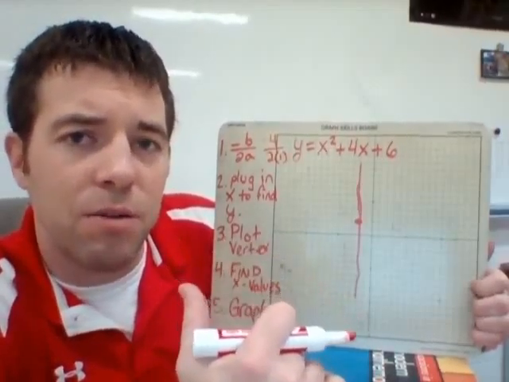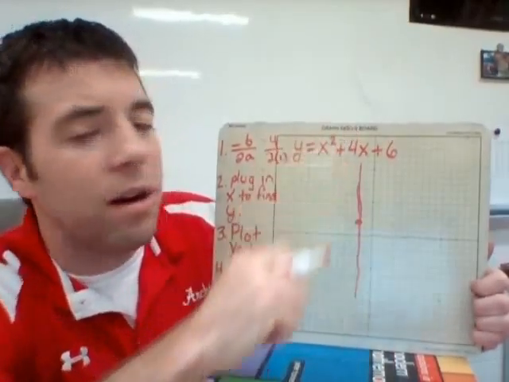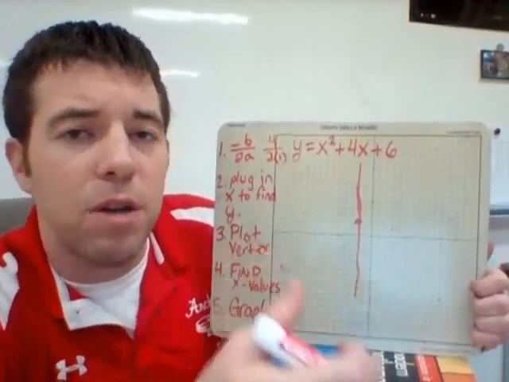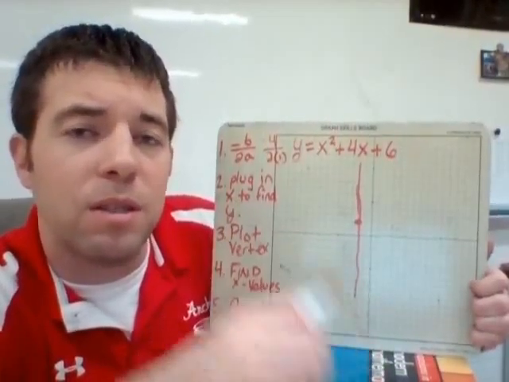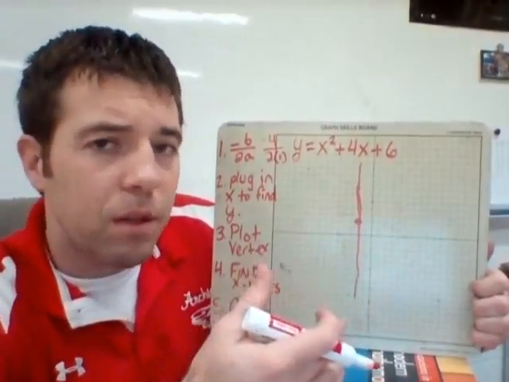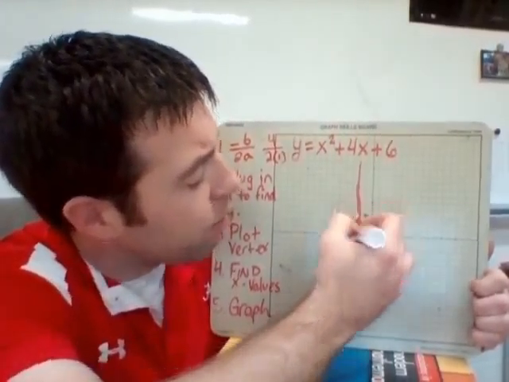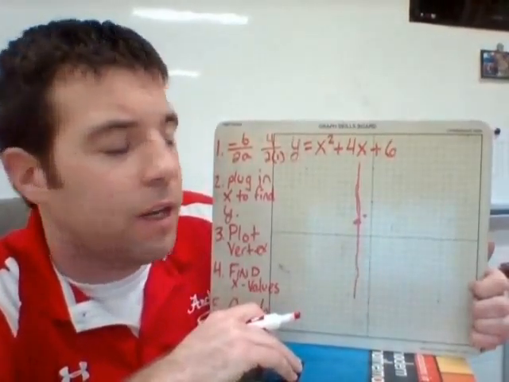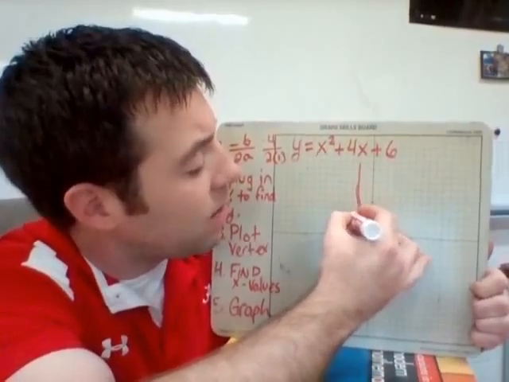Just as a side note, if you have negatives, make sure you're putting those in parentheses and your square is going on the outside. If you don't, you will get a different answer. So make sure the negative is inside the parentheses and then I'm squaring. When you plug those in, you would get a 3. So at negative 1, I'm at 3. I can also reflect that across my axis.